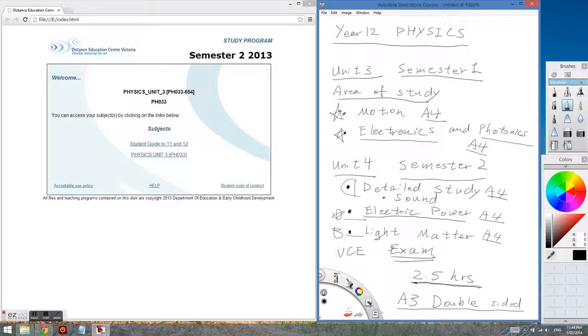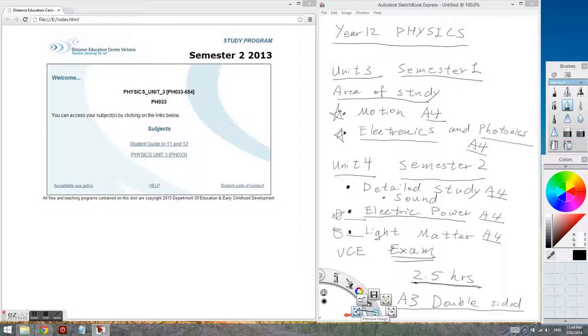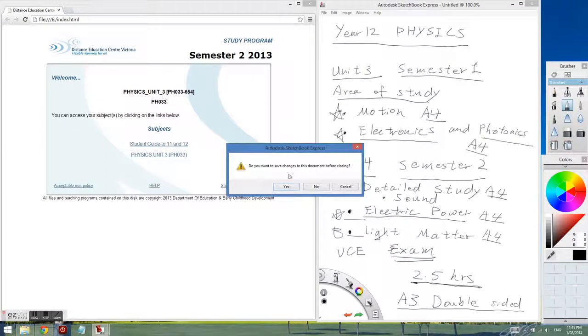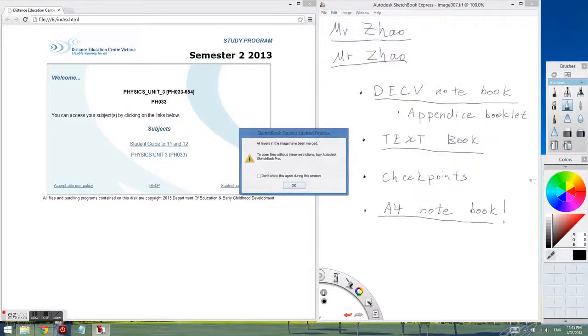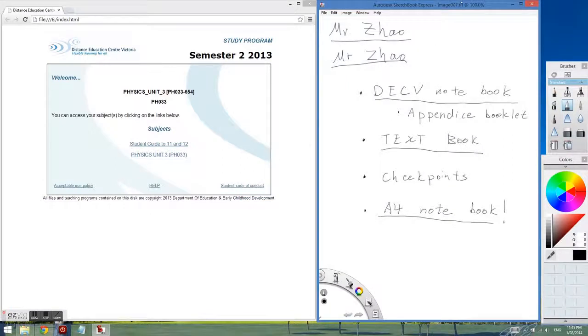Now let's go back to the previous page. As I said before, you need these 4 materials this year. You all know what distance education notes are. You should all have your textbook. Checkpoints: some of you may not know what it is. It's a study guide. I'll show you now.